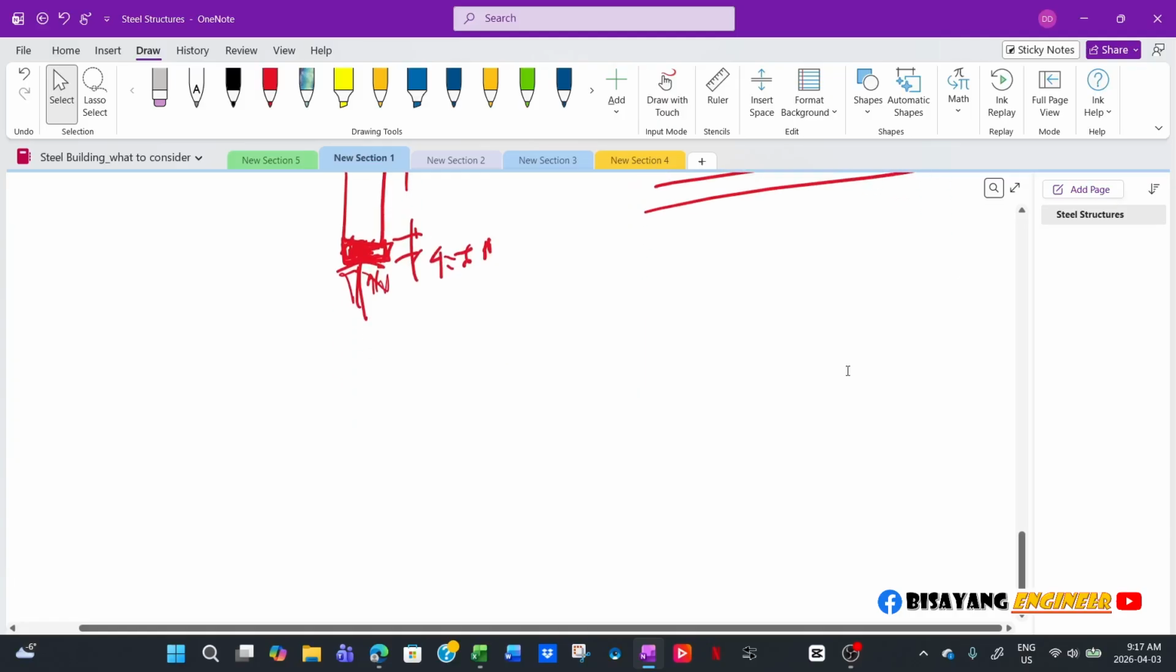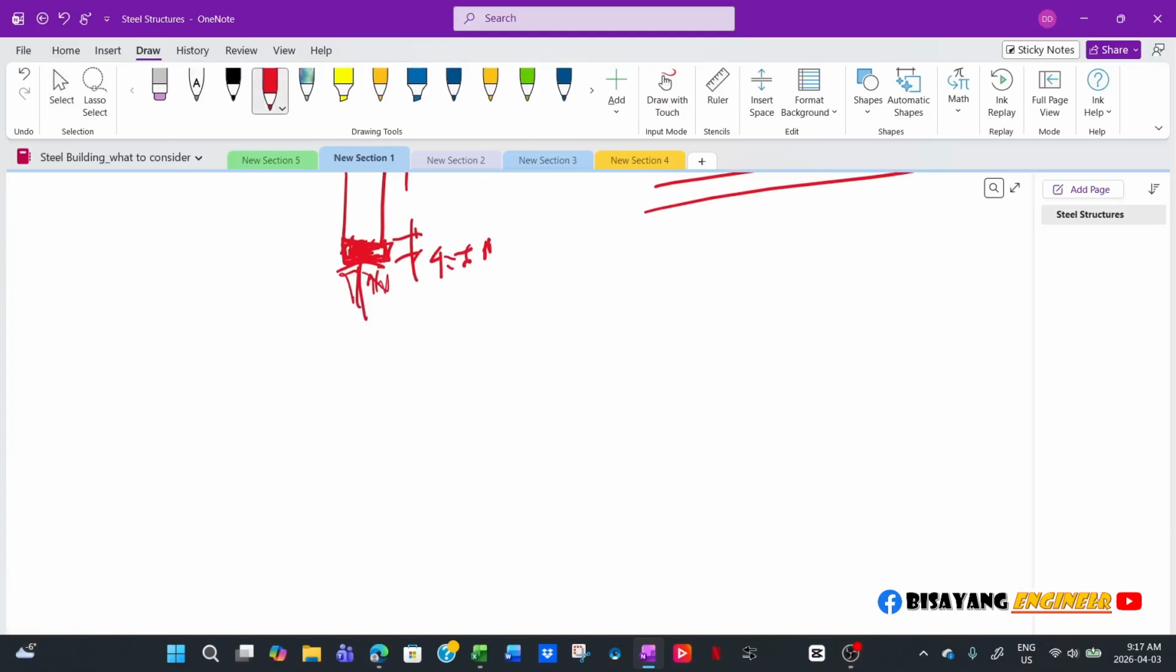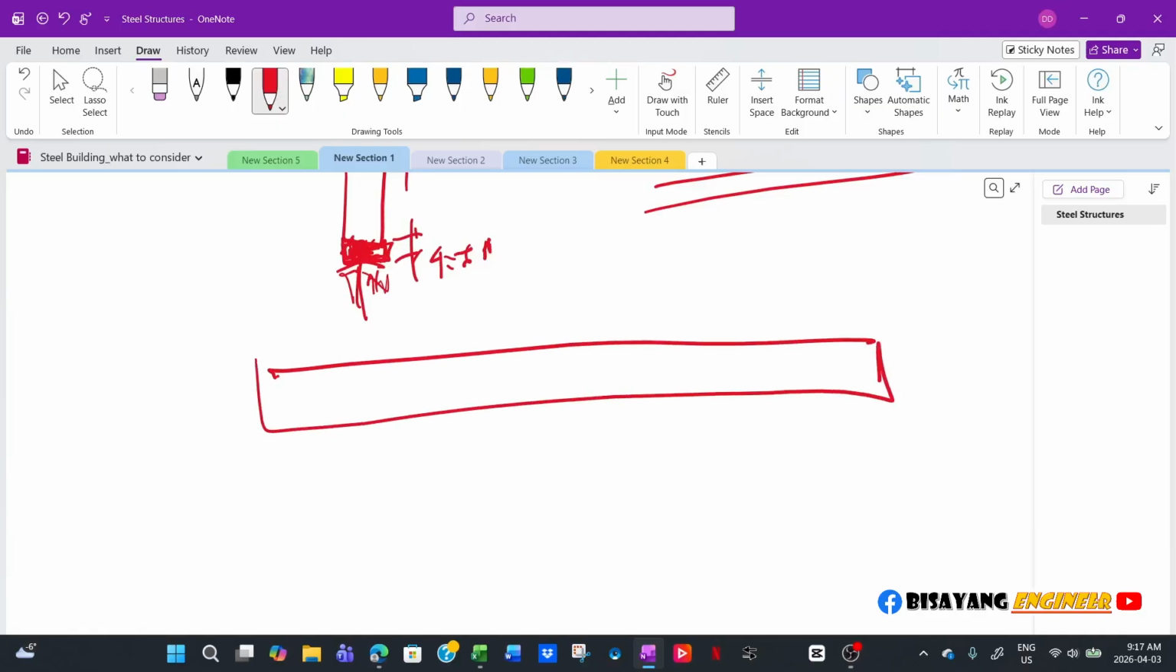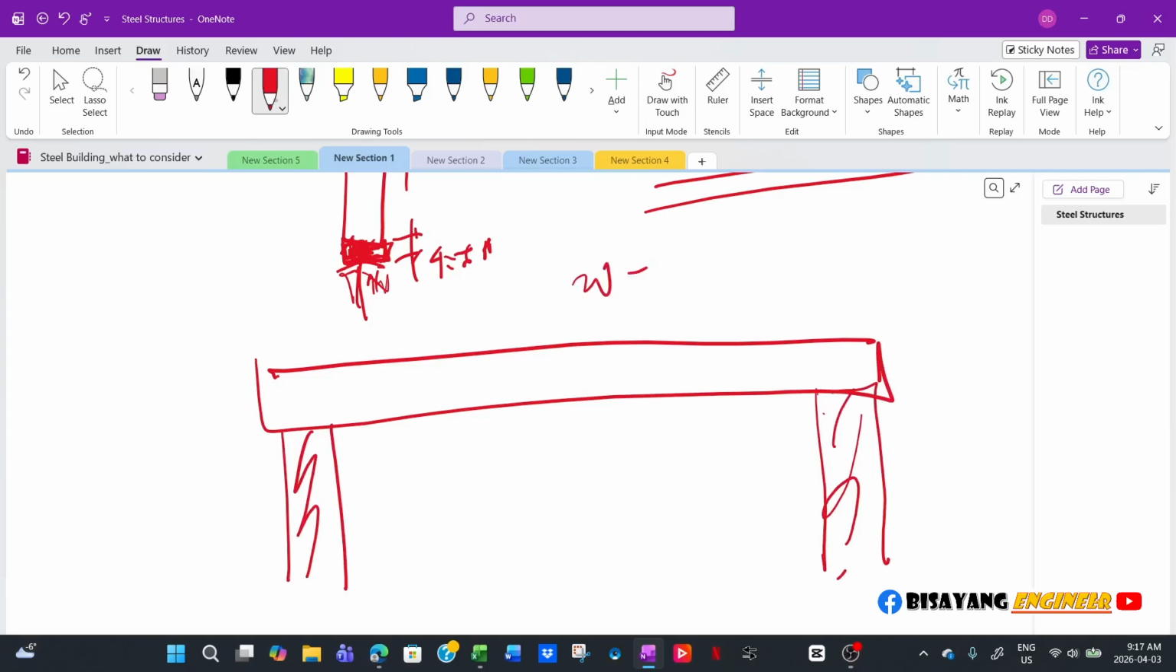So what I usually do is, for example, this is the grade beam, and typically this is the brace bay. Typical bay spacing for metal frames is between 20 to 25 feet, and this is continuous grade beam, this is continuous grade beam.